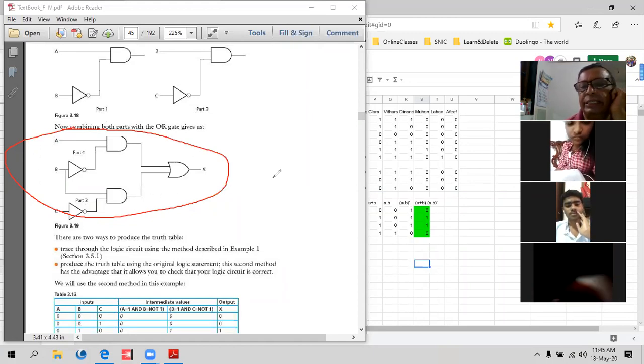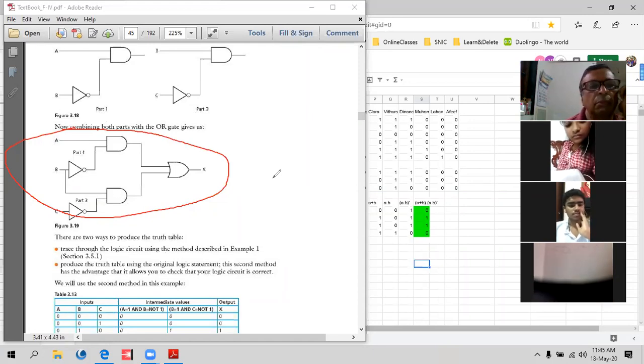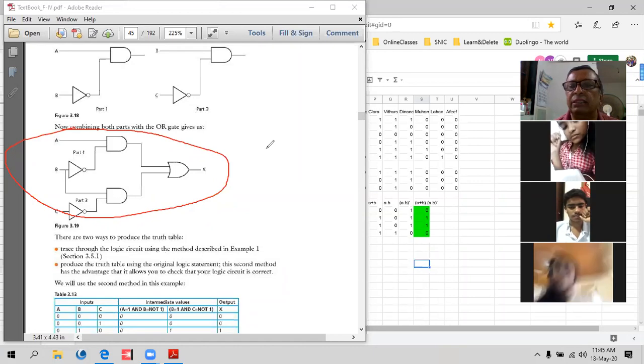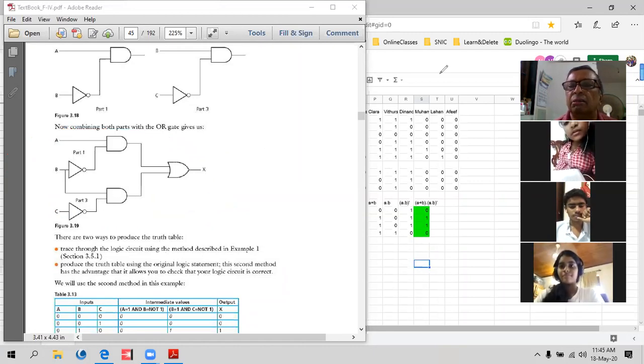Now, how many NOT gates? 2 NOT gates. How many AND gates? 2. How many OR gates? 1 OR gate. How many XOR gates? 0. Okay, so this is the same thing. Good, you must participate like that. You must always question and clear your doubts. Very good. Now everyone knows that this is not necessary. By asking that question, everyone got it. Otherwise, all will be drawing this one by one.